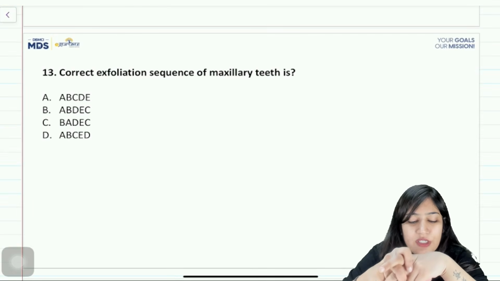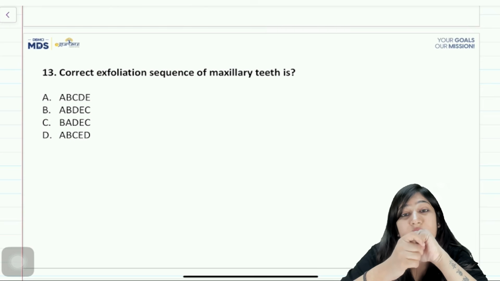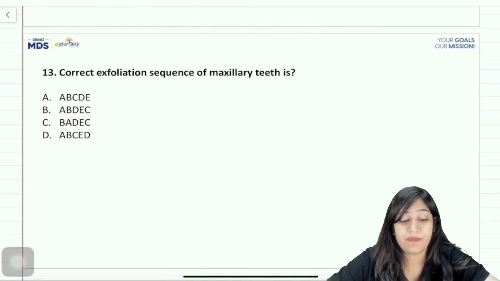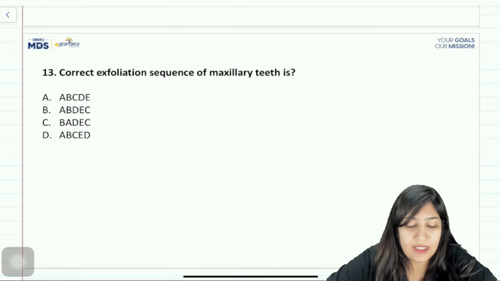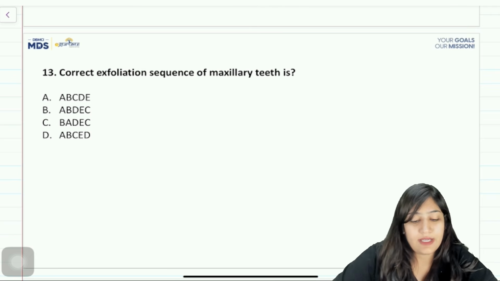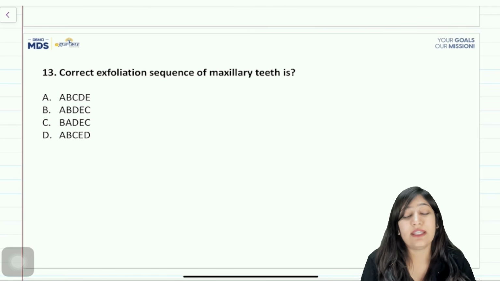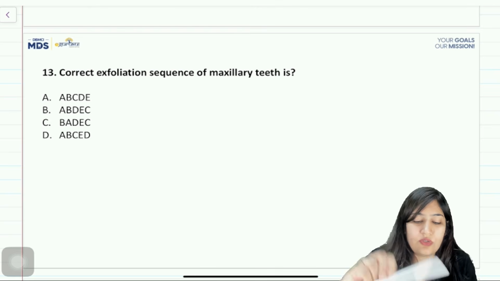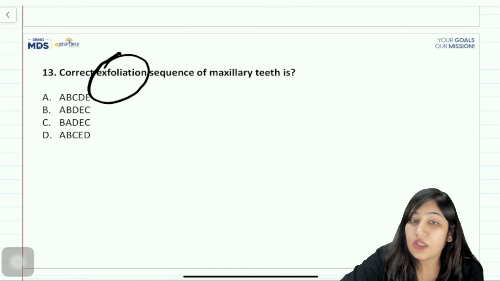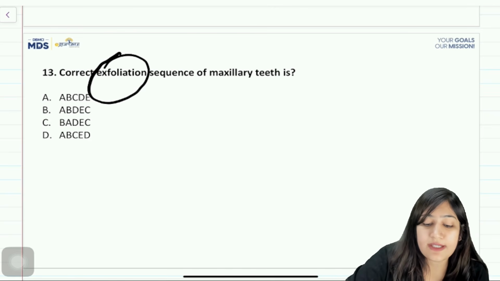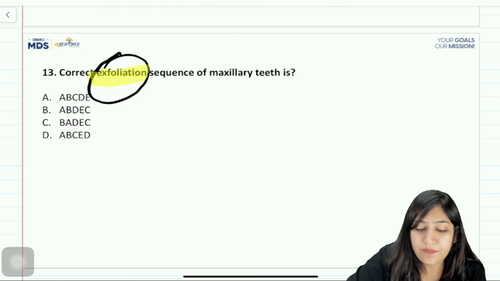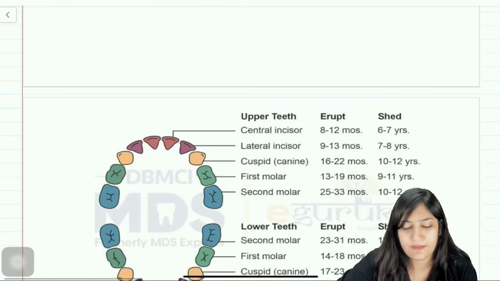Coming to our next question, the correct exfoliation sequence of maxillary teeth: is it A, B, C, D, E? Is it A, B, D, E, C? Is it B, A, D, E, C? Or is it A, B, C, E, D? Is it asked about eruption timing? No, it is asked about exfoliation sequence, shedding time, shedding sequence, right?